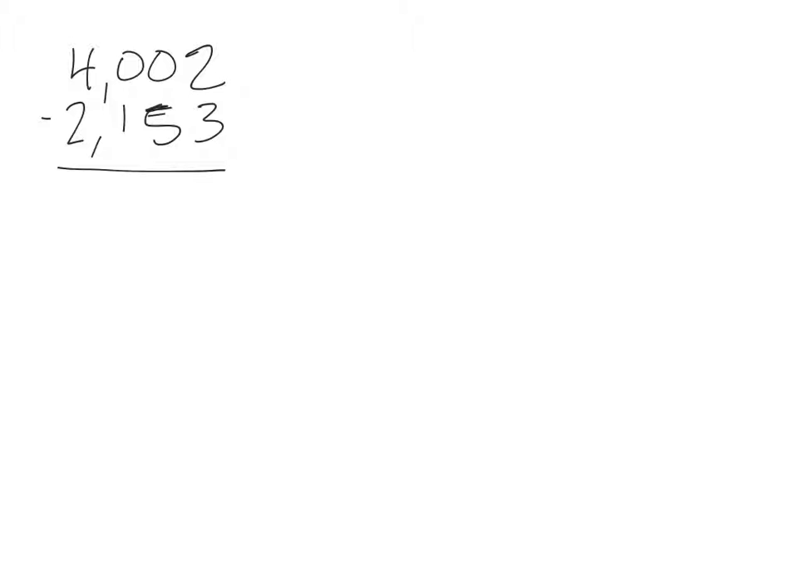If I had a number, 4,002 minus, so this is my problem, 4,002 minus 2,153. If I take a look at that problem right away, I know I can't take 3 away from 2. So I'm going to have to regroup.